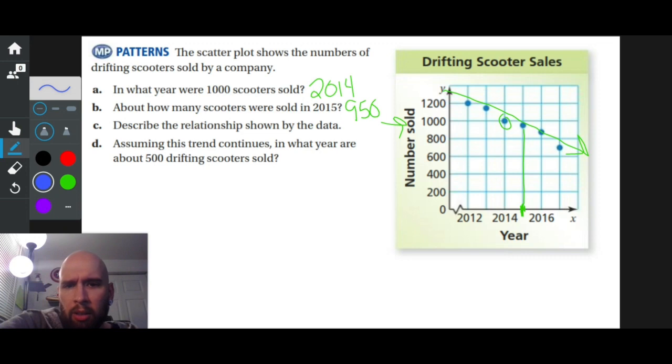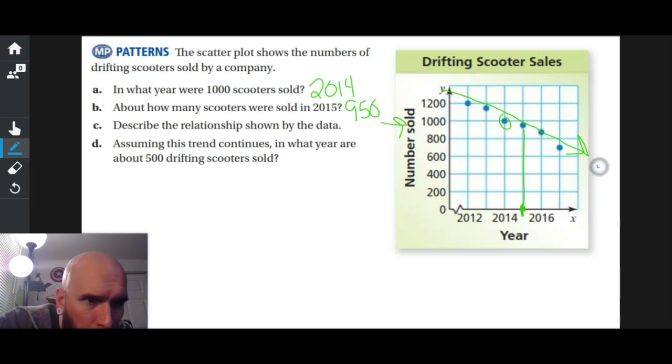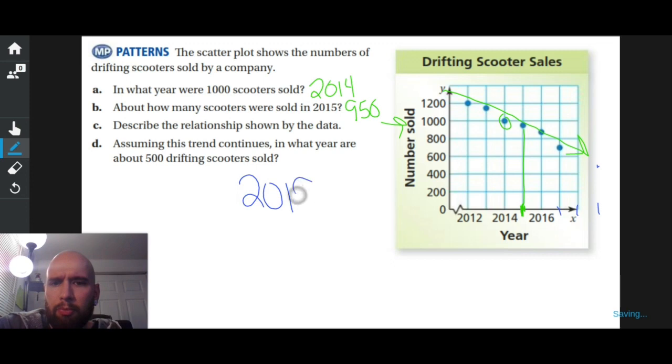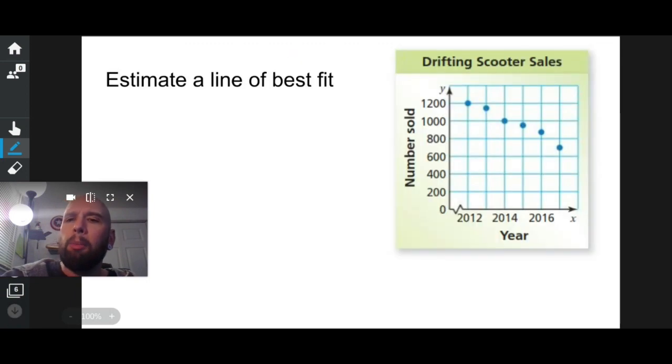Problem D. Assuming this trend continues, in what year are about 500 drifting scooters sold? So, let me see. 500 would be somewhere around here. So if that's 17, 18, we'll say 2019 is a good guess. That would be my guess. And again, these things aren't an exact science because that's the purpose of scatter plots. You're assuming and estimating quite a bit.